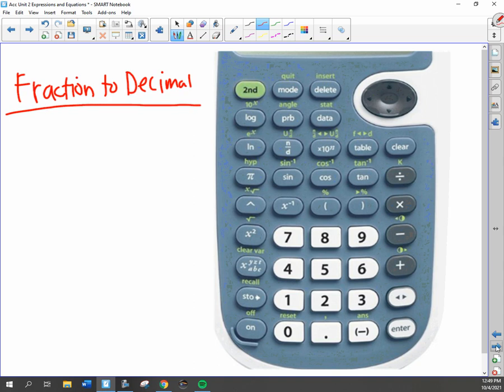Divide. 1/6 means 1 divided by 6. So grab your calculator and put this in your calculator for me. And I'll show you how that works.